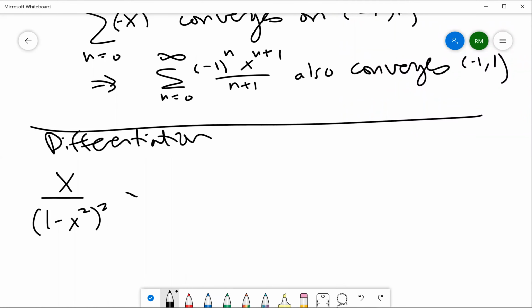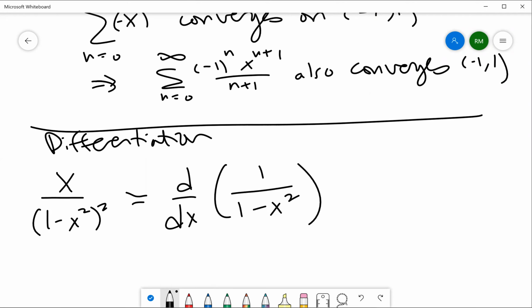So this is equal to the derivative of 1 over 1 minus x squared. Sorry, 2x right there. So you can check using your chain rule that this all works out. The question though is, what is this equal to? Well, this is my a term and this is my r.